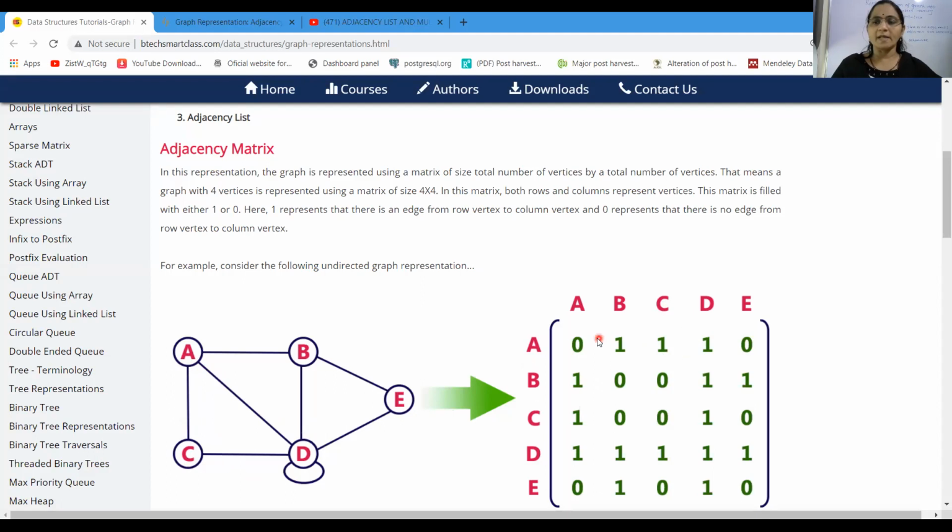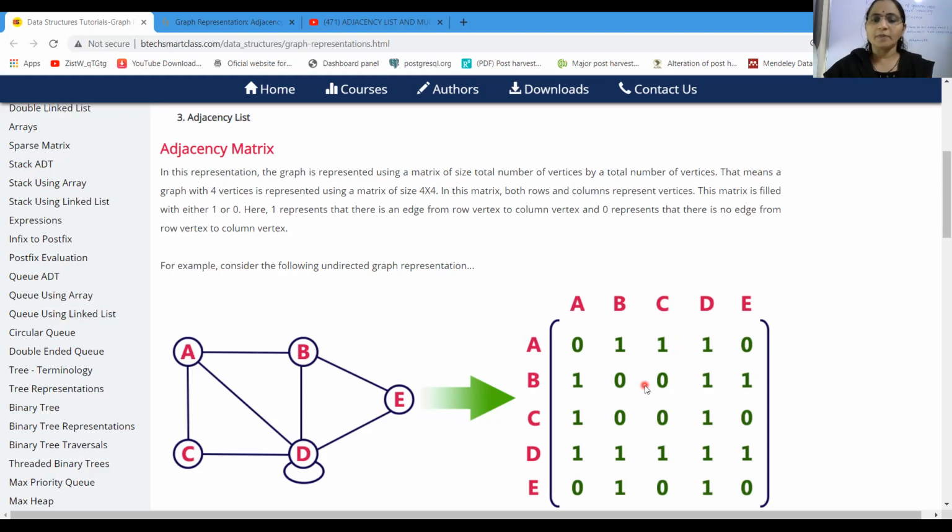Then the next pair, A to E, and now you see here A to E, there is no direct edge from A to E. You have to go from A to B and B to E. There is no direct edge from A to E, and therefore here the 0 is present.